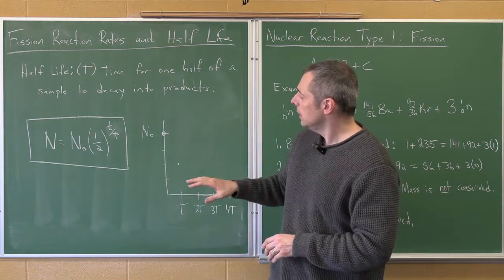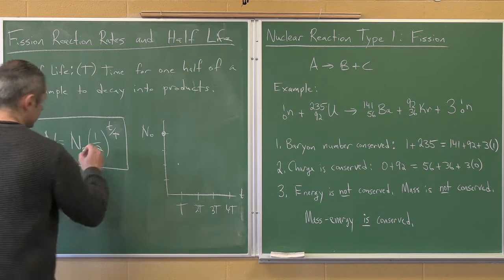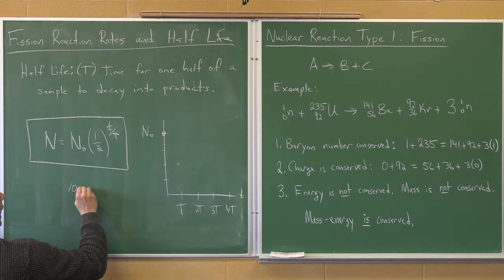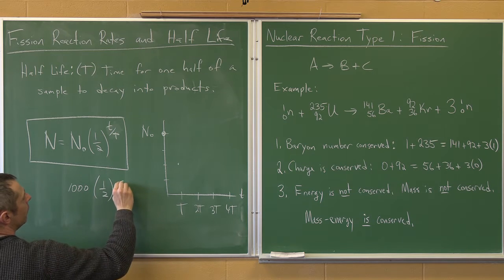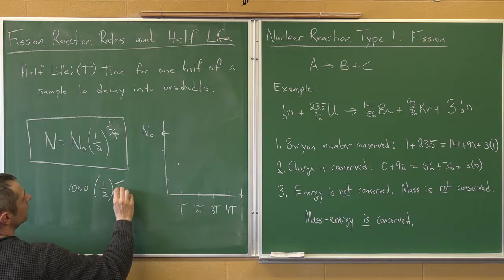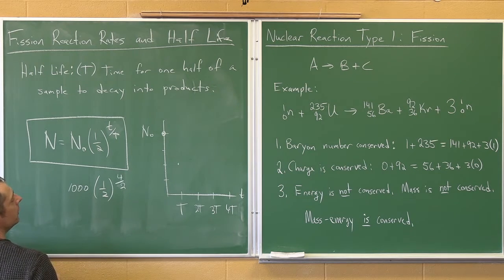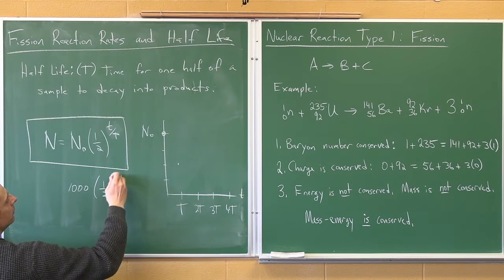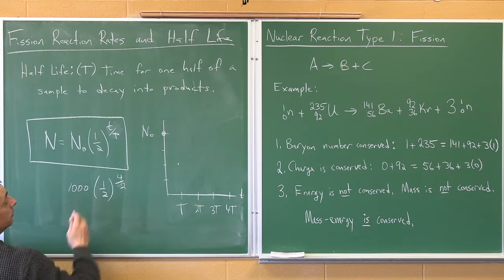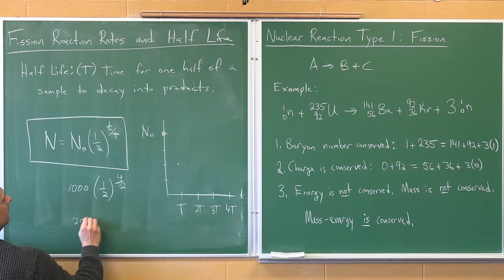So let's suppose, so one way to represent that with a formula is like this. Let's suppose we've got 1,000 atoms, and then the half-life is 2 years. After 4 years or 2 half-lives, we would have 1/4 of the amount. We'd have 1/2 to the second power, which is 1/4. 1,000 divided by 4 is 250.